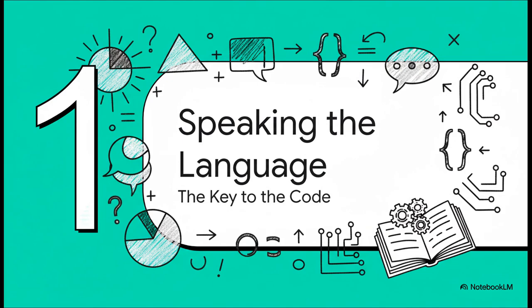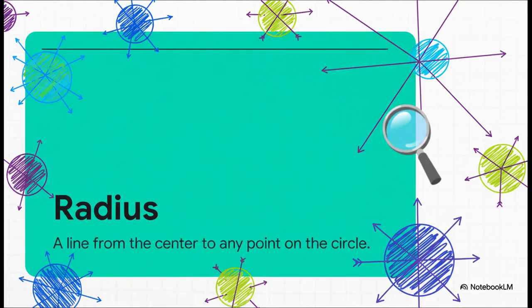Before we can jump into the really powerful theorems, we need a quick refresher on the key terms. This is the foundation for, well, for everything else we're going to do. First up, we've got the most basic building block of them all, the radius. It's just any straight line drawn from the dead center of the circle out to any point on its edge. Simple, I know, but it is absolutely fundamental.